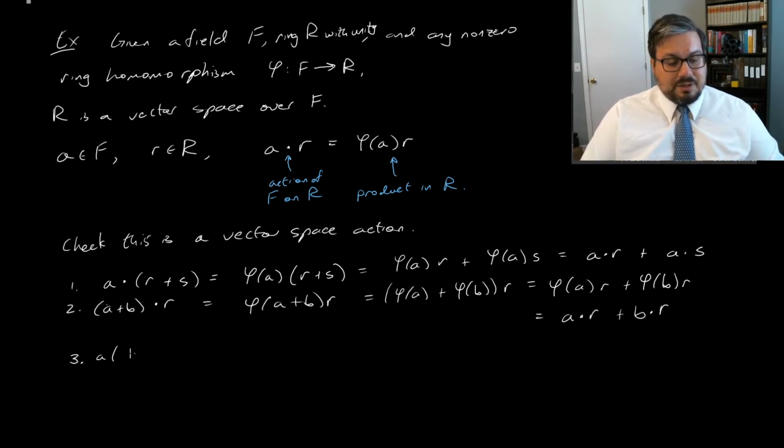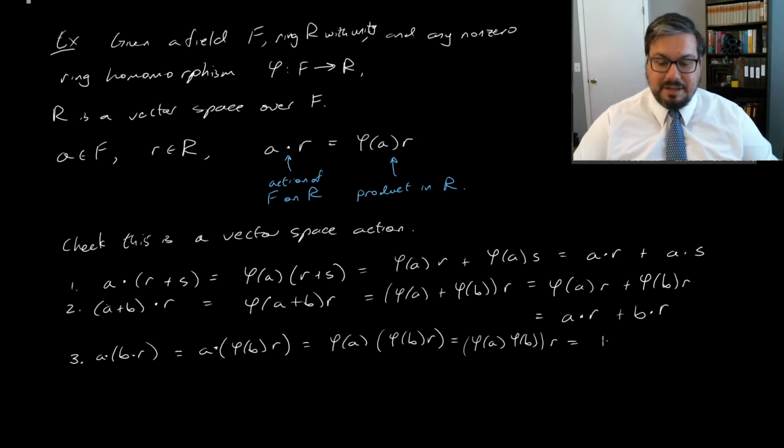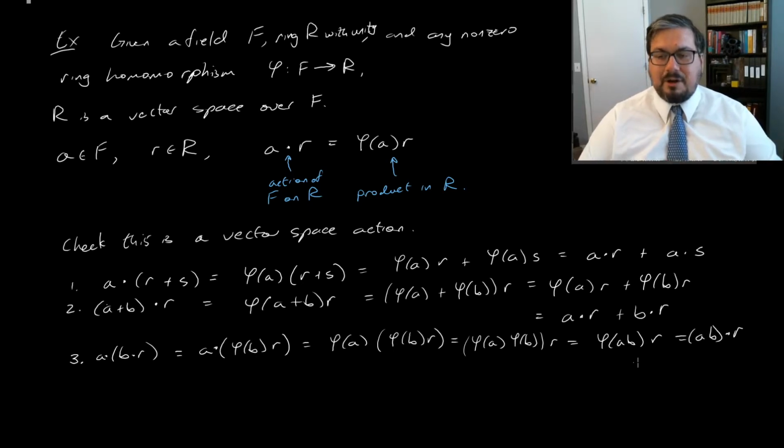For the third, we need to show that A times B times R is equal to AB times R. And this is going to go similarly to the one that we just did. So this is A dot phi of B times R. Now phi of B times R is an element of the ring, and A is an element of the field, and so the action of F on R is given by phi of A times phi of B times R. The ring is associative, and so this is phi of A times phi of B times R. Phi is a ring homomorphism, and so this is phi of AB times R, which is the action of F on R with the element AB.